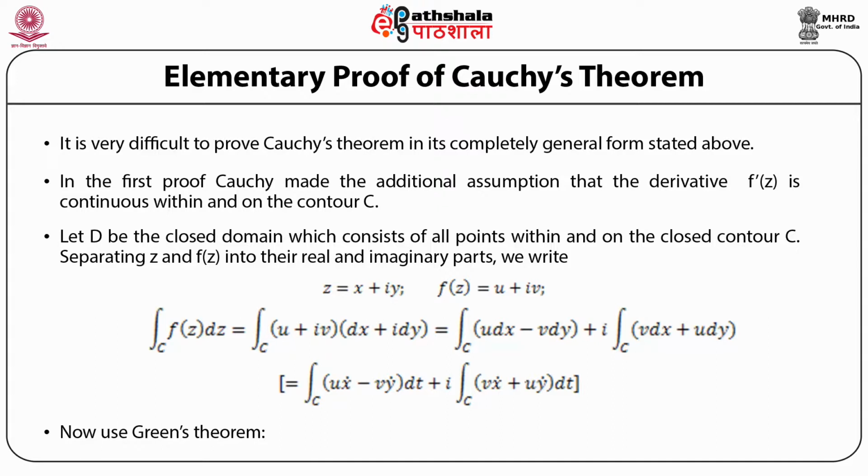So we write z = x + iy and f(z) = u + iv. So the integral along C of f(z) dz is equal to the integral along C of (u + iv)(dx + i dy), which equals the integral along C of (u dx − v dy) plus i times the integral along C of (v dx + u dy), which is further equal to the integral along C of (u x' − v y') dt plus i times the integral along C of (v x' + u y') dt.